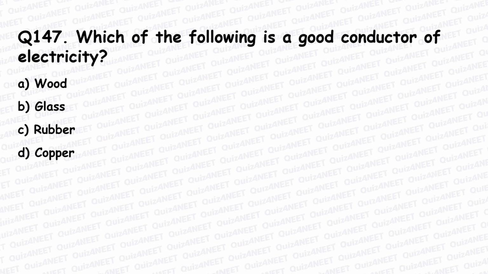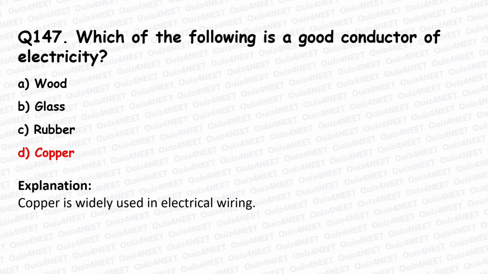Q147. Which of the following is a good conductor of electricity? A. Wood, B. Glass, C. Rubber, D. Copper. Explanation: copper is widely used in electrical wiring.